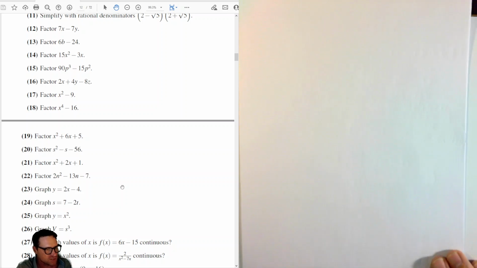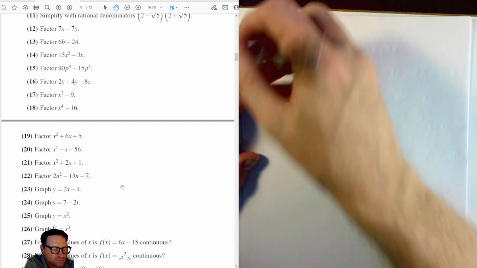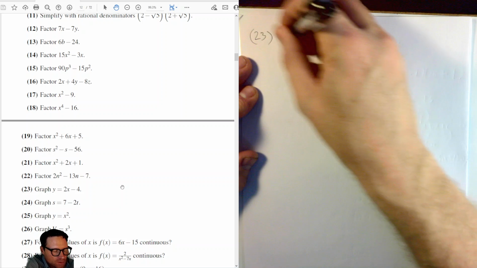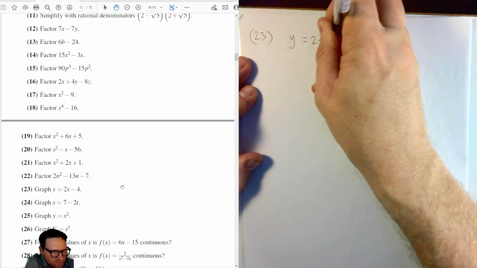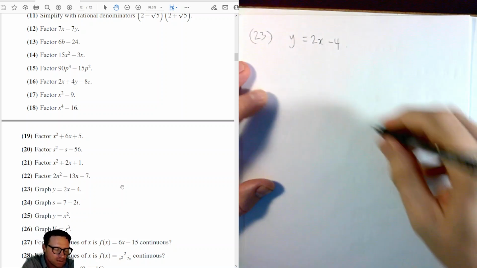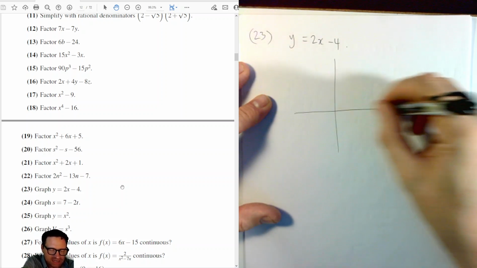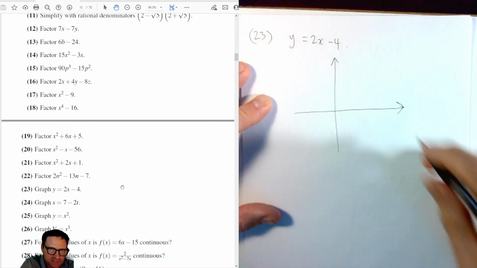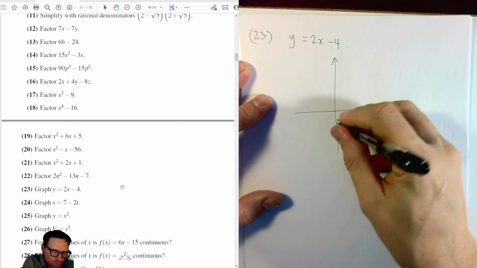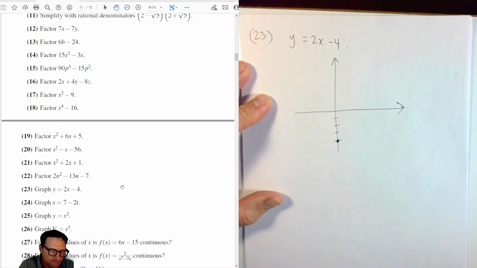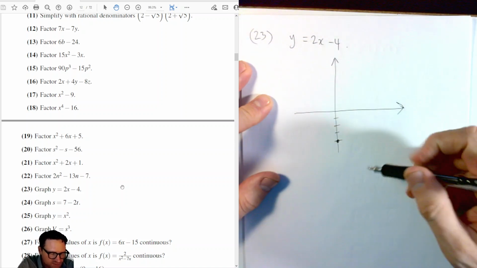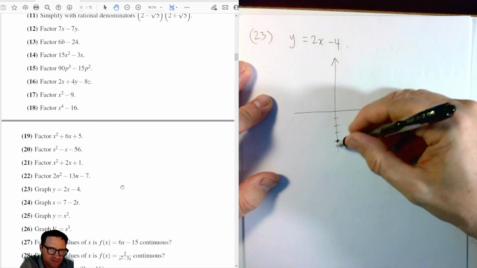Let's move on to question 23, which says graph y equals 2x minus 4. Okay, so we can see that the slope of this line is 2. The y-intercept is at minus 4. So we have a point down here. And we have a slope of 2, so it's going to be somewhere like this.